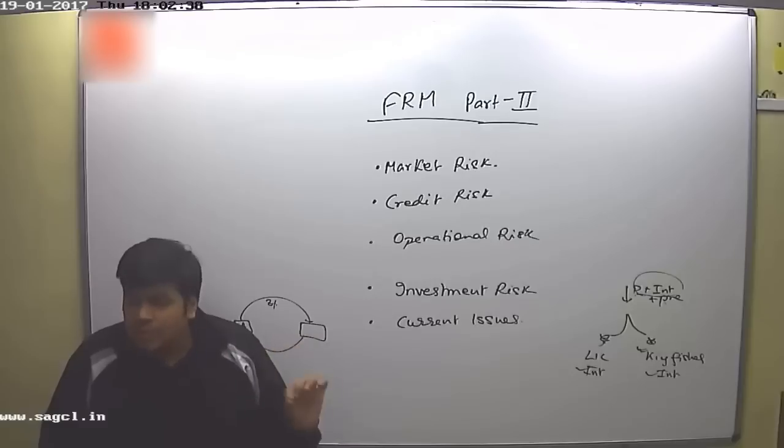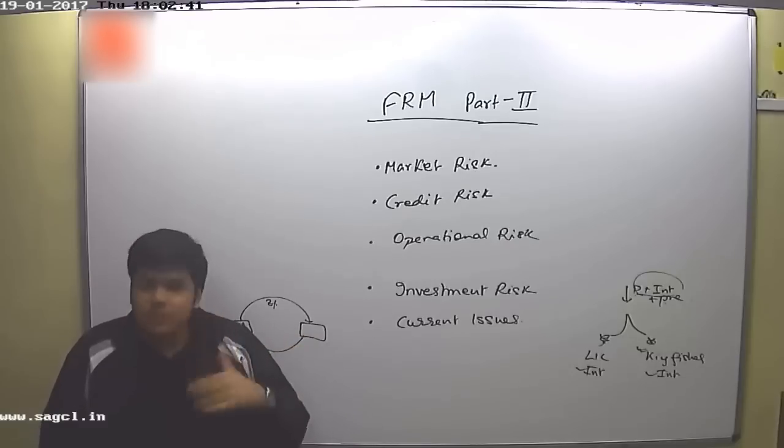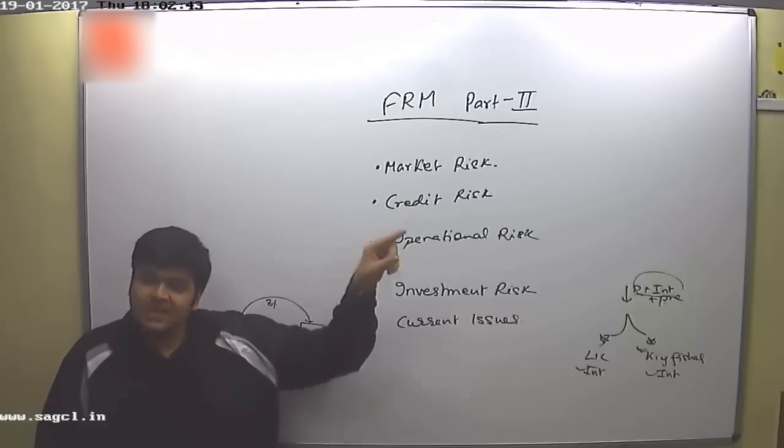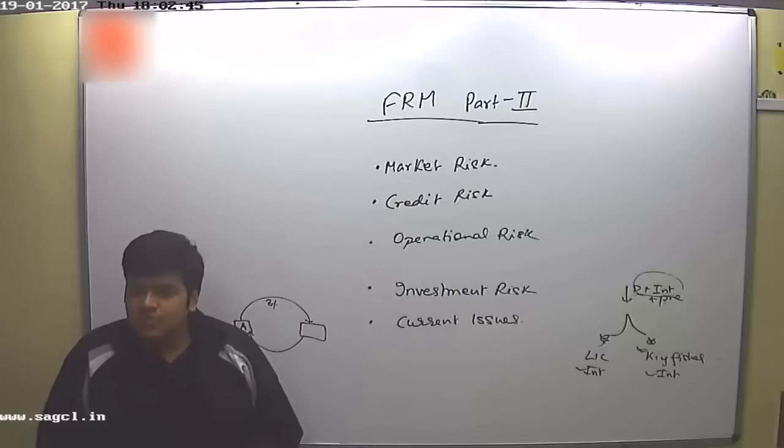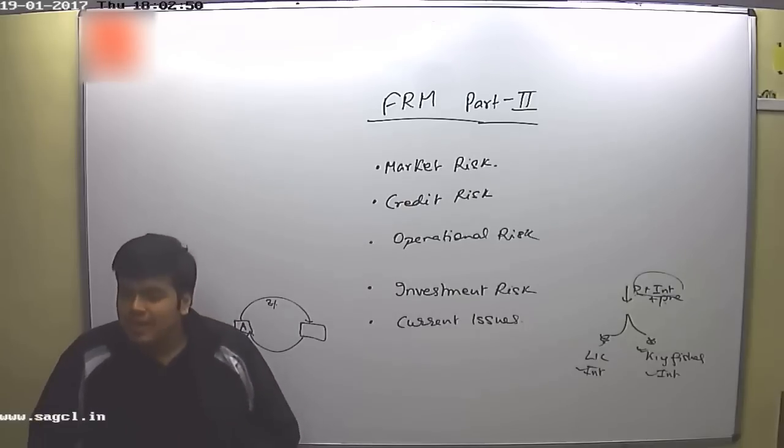Trillions of dollars were lost. Trillions, not even millions or billions. Think the number of zeros we are discussing. 6, 9, 12. 12 zeros. Trillions of dollars were lost. So now the risk management becomes very important.